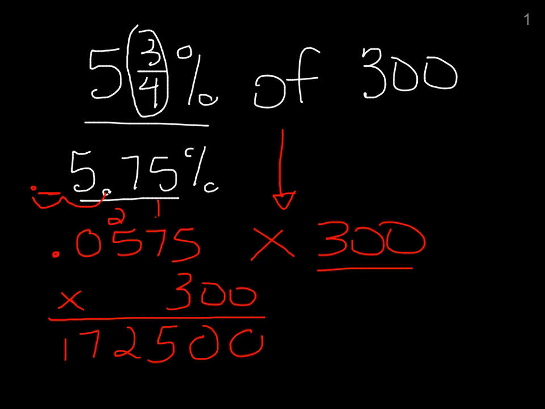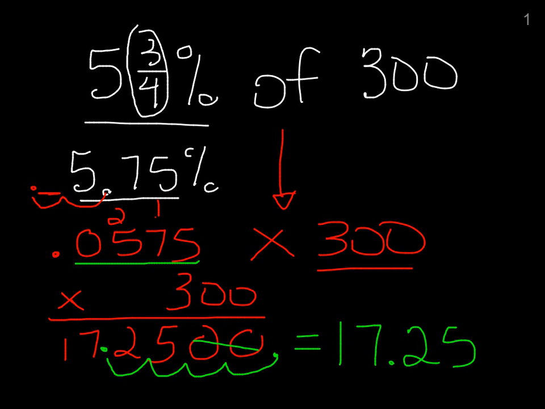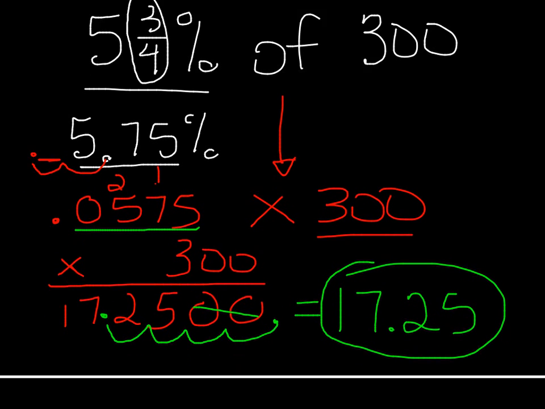And then we look to see how many numbers come after a decimal, and there are 4. So we're going to start right here, and we're going to move over 4 places. 1, 2, 3, 4, and put it there. So that equals 17.25, because remember, you can drop off any zeros that are at the very end of a decimal like that. So 5 3/4% of 300 is 17.25. So let's look at the next example.